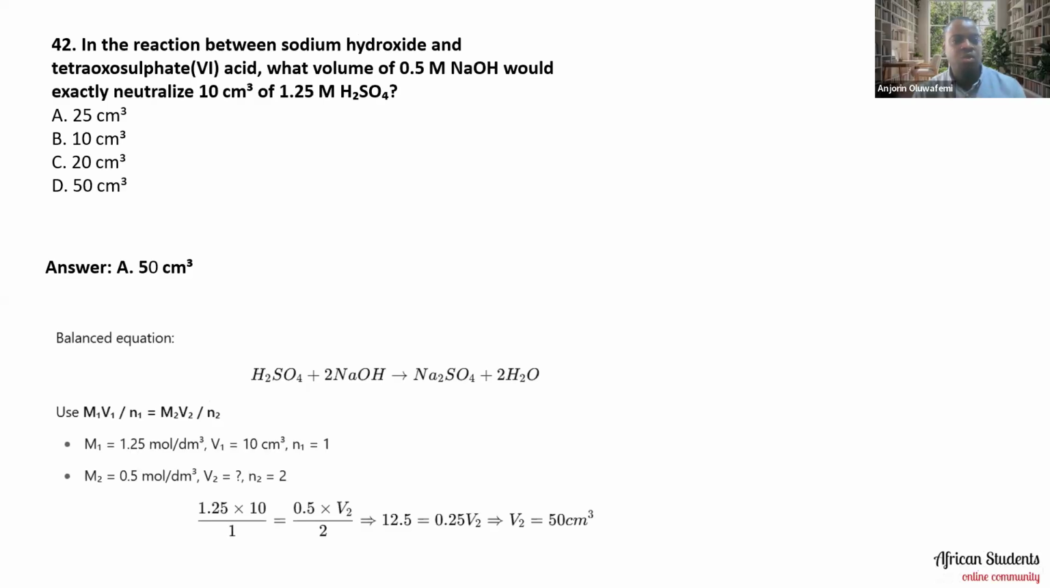In the reaction between sodium hydroxide and tetraoxosulfate 6 acid, what volume of 0.5 molar sodium hydroxide will exactly neutralize 10 cm cube of 1.25 molar H2SO4? So when we look at it, the right option is A, and it's based on this calculation that we have here, using M1V1 over N1 equals M2V2 over N2, slotting in the values individually, then looking for the unknown, which is V2. You arrive at a volume V2 of 50 cm cube.